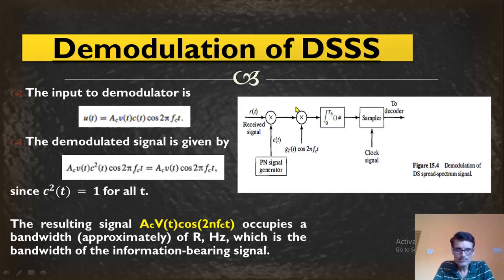So I have this correlator, a multiplier followed by an integrator, which is nothing but a PSK demodulator. So this signal is given to the PSK demodulator, then sampled at every sampling interval. I get back V of t. So this is how the signal is recovered, and that V of t will have a bandwidth of around R hertz, 1 by TB seconds.